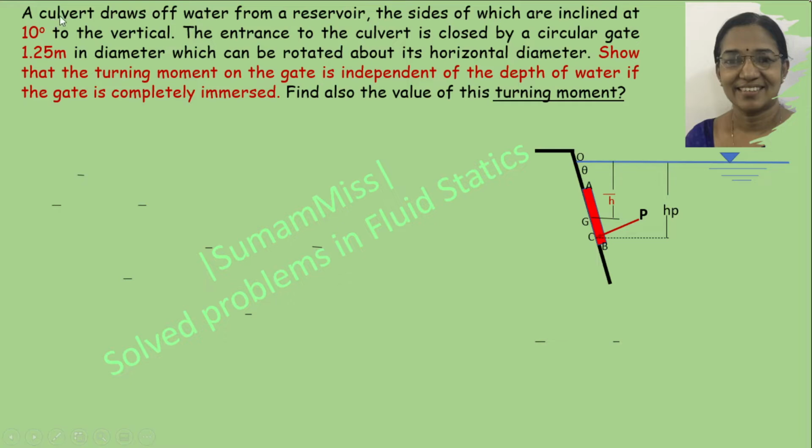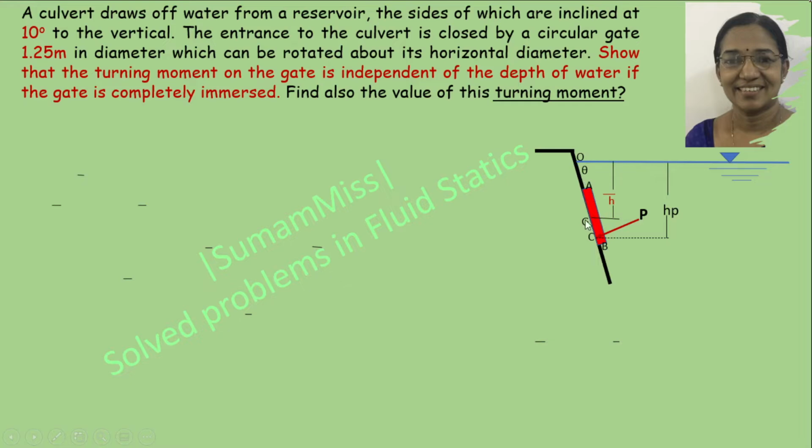In this problem, a culvert draws water from a reservoir, the sides of which are inclined at 10 degrees to the vertical. So this is the reservoir, and this side is inclined at 10 degrees to the vertical. The entrance of the culvert is closed by a circular gate. AB represents a circular gate, the diameter of which is given as 1.25 meter, which can be rotated about its horizontal diameter. We have to prove that the turning moment on the gate is independent of the depth of water if the gate is completely immersed. So this is the immersed condition of this gate.